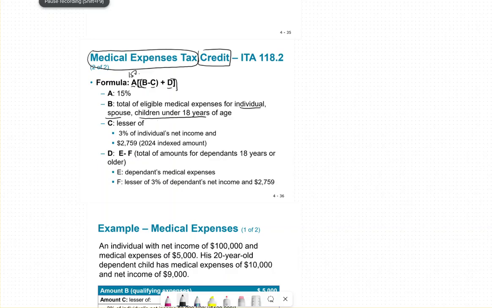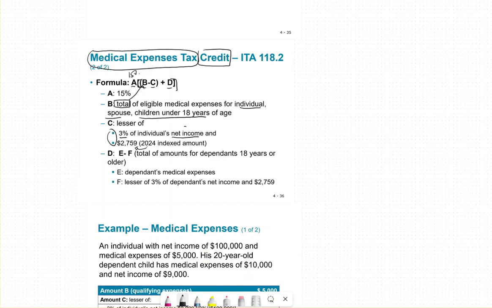You're going to add them together. So you're going to do total, and that is your B. And your C is the lesser of these two numbers. So 3%, if I'm filing my return, it will be 3% of my net income. And this number is given to you by Revenue Canada every year. So this is the number for 2024, the lesser of those two.